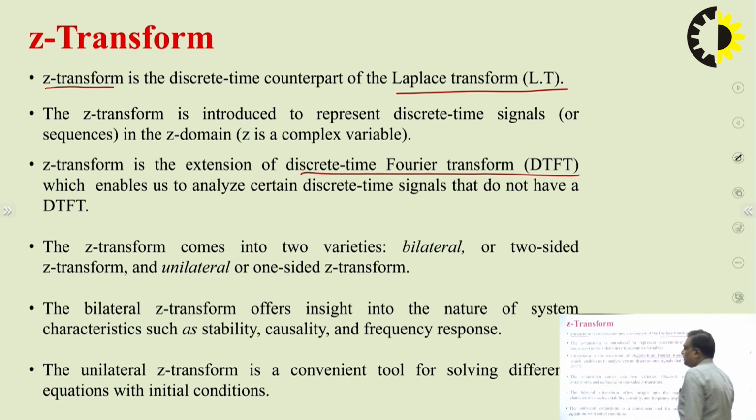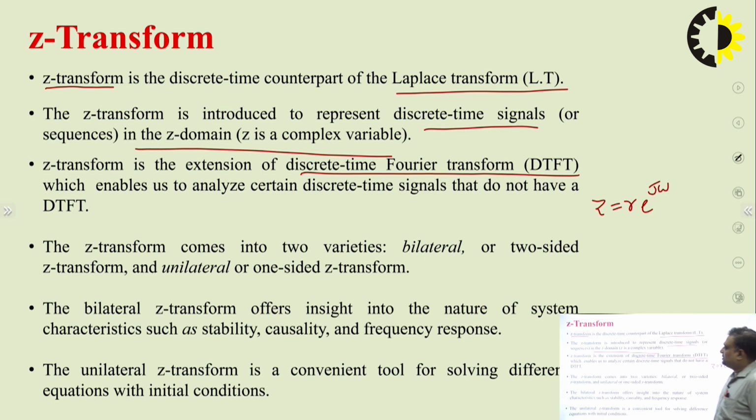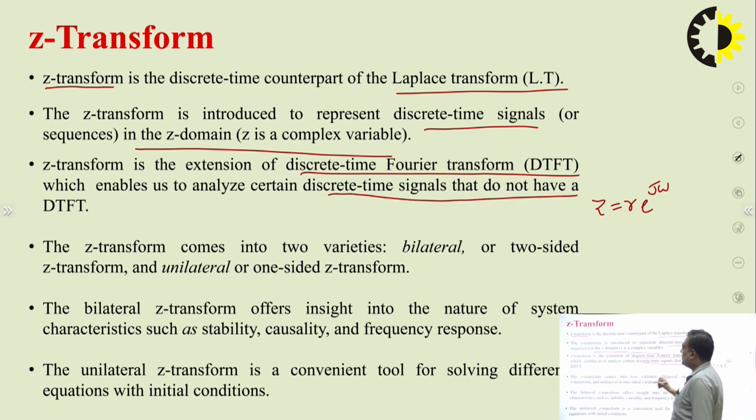So we have transforms like the continuous time Fourier transform, the discrete time Fourier transform, the DFT, then the Laplace transform, then the Z transform. The Laplace transform is applicable for continuous time signals, and the Z transform is for discrete time systems. The Z transform is introduced to represent discrete time signals in the Z domain. Z is a complex variable, z equals r e to the power j omega. The Z transform is an extension of the DTFT, which enables us to analyze certain discrete time signals that do not have a DTFT.